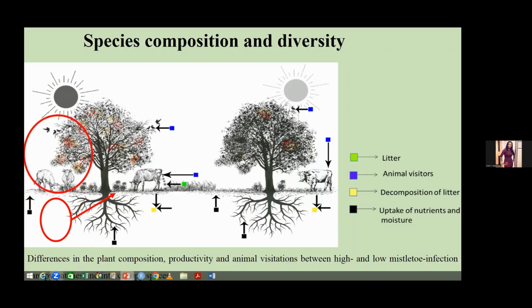Furthermore, birds and animals visiting the mistletoe-infected trees could have also transported and deposited seeds from other trees, forbs, and grasses into the canopy patches. And this could have also increased the species diversity that we're seeing. Also, grazing within the canopy patches compared to the intercanopy spaces could have produced gaps for subordinate species to grow alongside the dominant ones. And this could probably have increased the coexistence of species, resulting in functional heterogeneity.